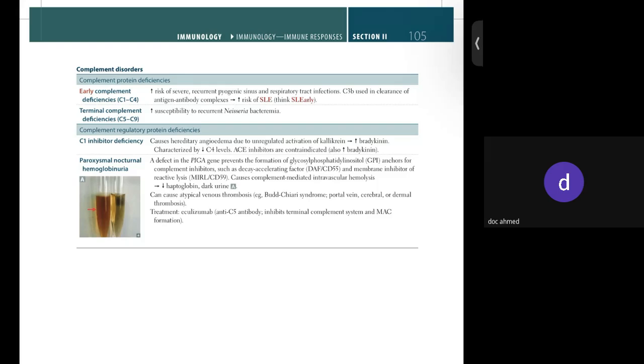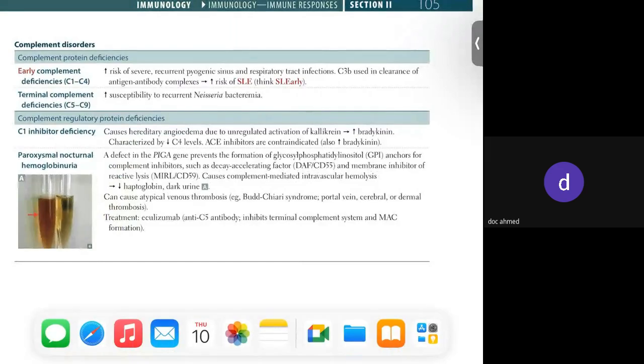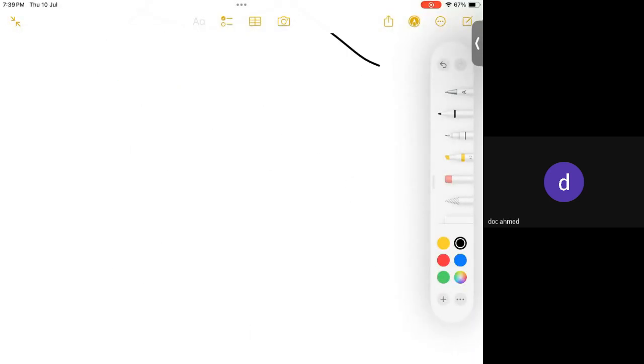C1 esterase inhibitor deficiency causes hereditary angioedema. You guys know that. Paroxysmal nocturnal hemoglobinuria, we know that. Anchor proteins, not DAF, not CD55. One thing you should keep in mind, that's the second point, right? In PNH, we discussed that the red blood cells are going to be destroyed at night, with acidosis and activation of the complement system, right?